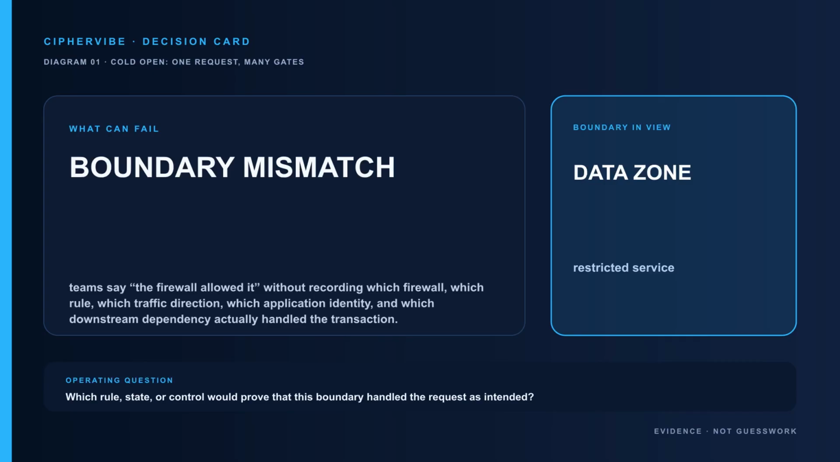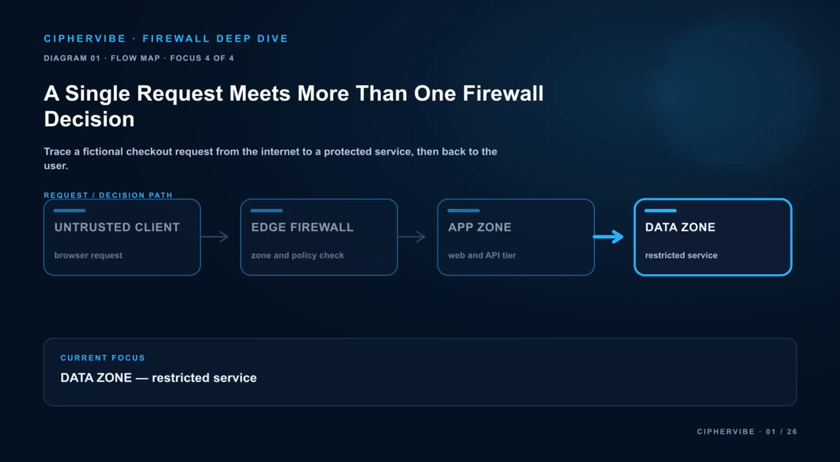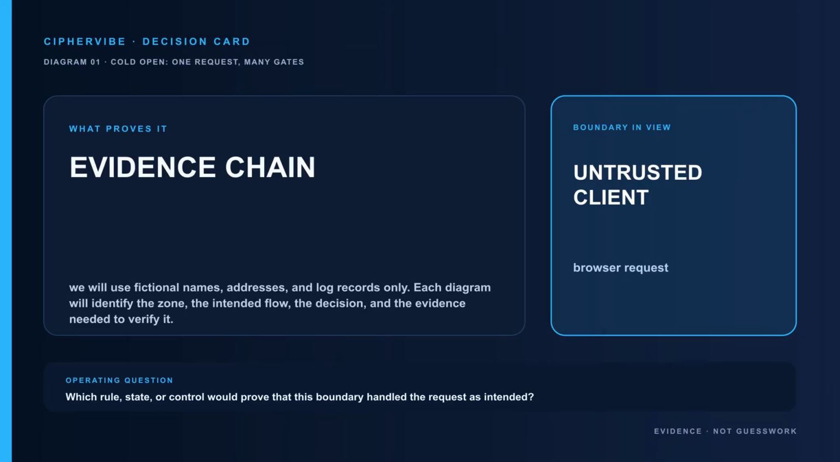A firewall is not merely a product. It is a policy enforcement point in a system of zones, applications, identities, and evidence. Mechanically, the request enters a named zone, is compared with policy, may become part of an established connection, is forwarded only through approved paths, and produces records that operators can later inspect.